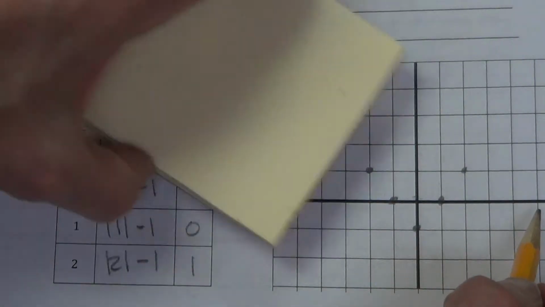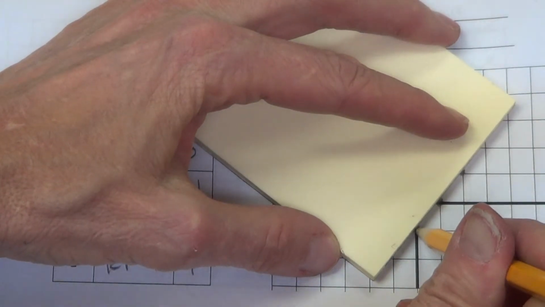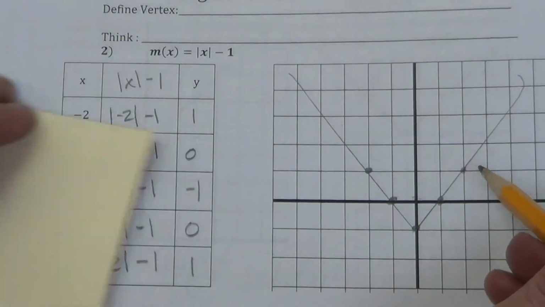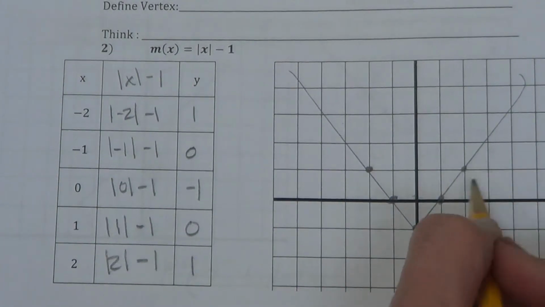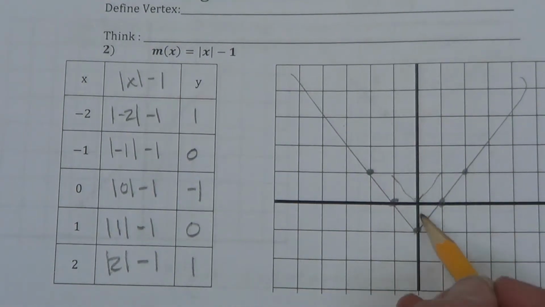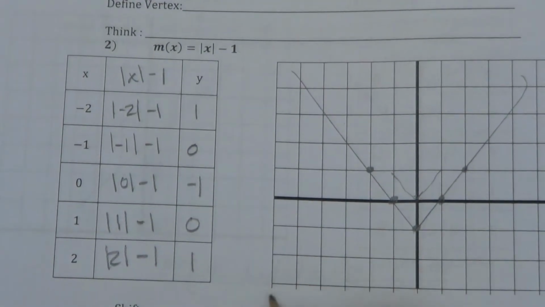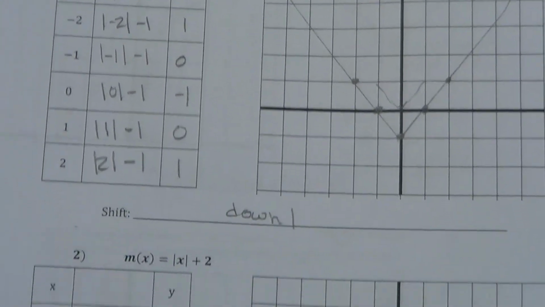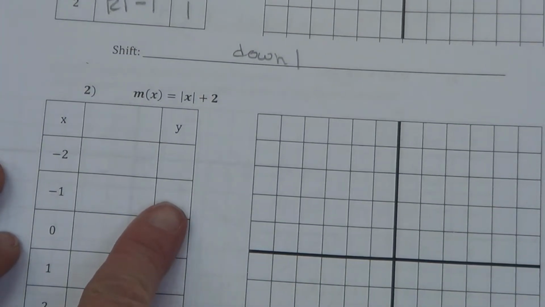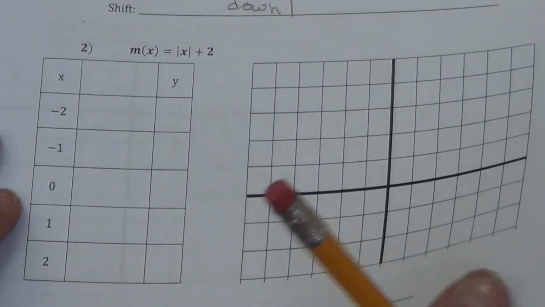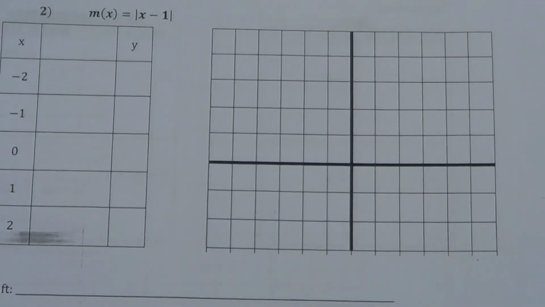So we see this time that we took that parent graph and we didn't make it skinny or wide, but the parent graph, remember, started at 0, 0 up here. So we took that parent graph and we shifted it down 1. So we say the shift is down 1. You can predict what this would do, then go ahead and fill in the table and see if it shifts the way you think.